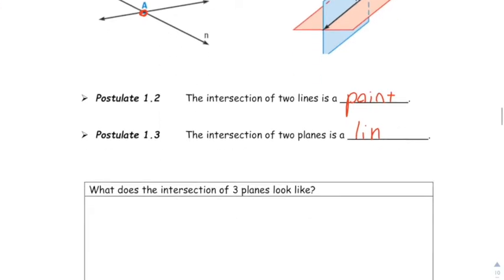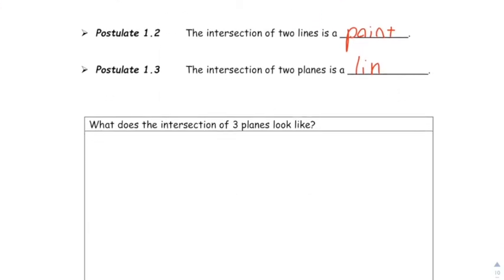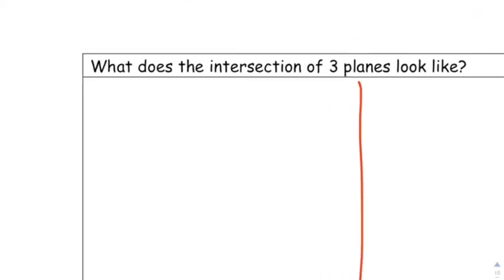So now we're going to actually practice drawing some of this stuff. Some of this is kind of tricky, and this is an art, but we need to try the best we can as far as drawing this up. So what does the intersection of three planes look like? Actually, there's two main ways you can draw this.